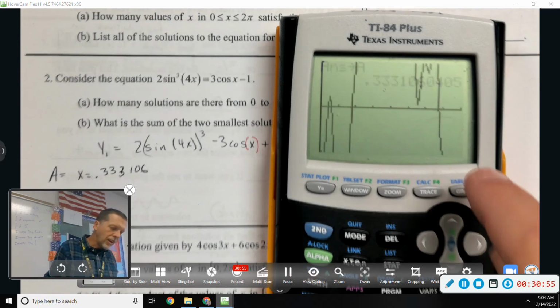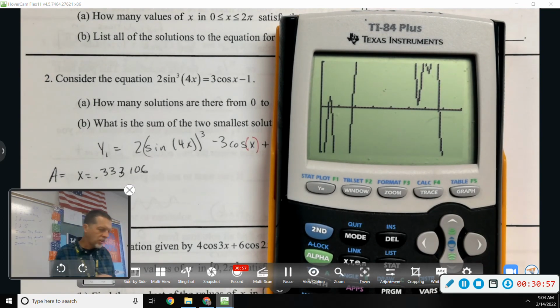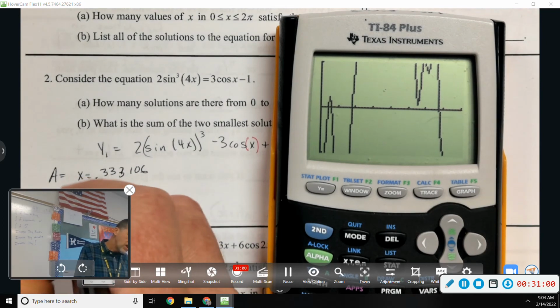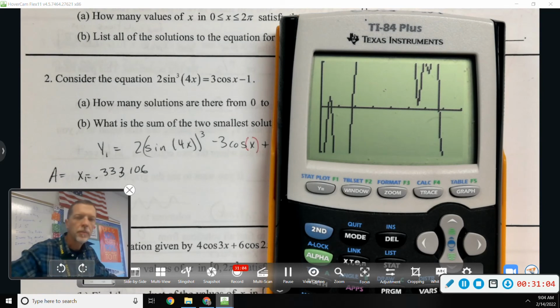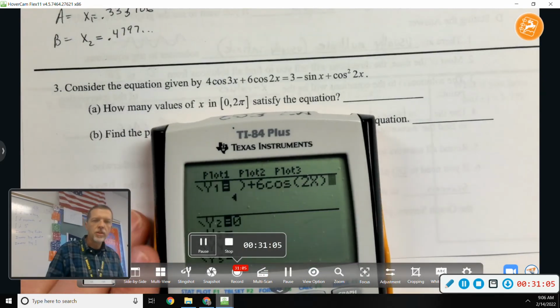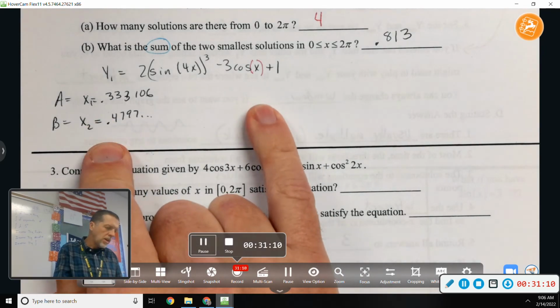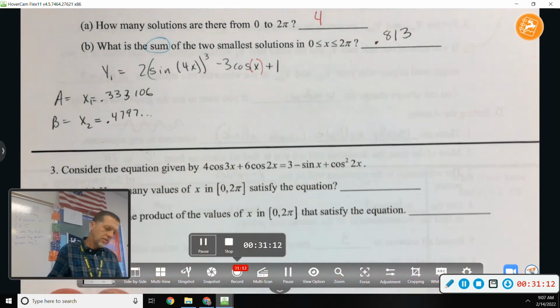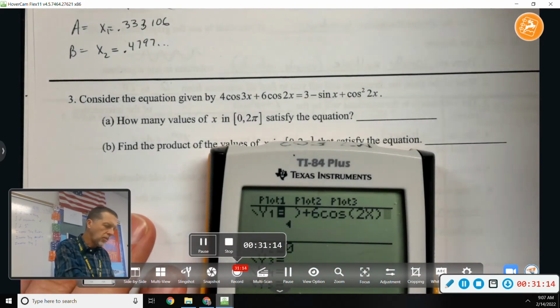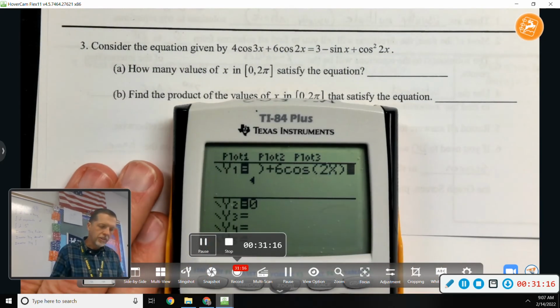So next job is find the second intersection, call it B, and then add A and B together. Show my previous answers there. A and B, add them together. This looks awful, but the calculator does all the ugly work.